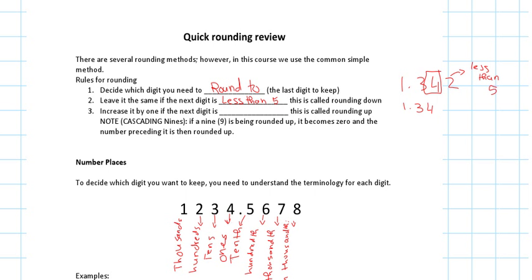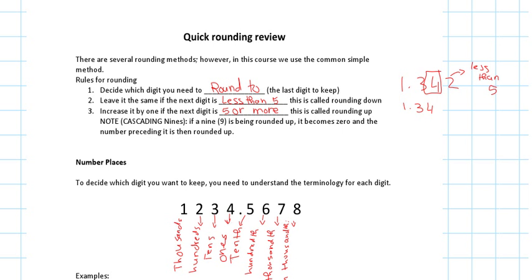Otherwise, increase it by 1. I know there are rules with respect to the 5, but for this course, we are going to follow this method. Increase it by 1 if the next digit is 5 or more. If it's 5 or more, it doesn't matter what it is, I want you to increase it by 1. This is called rounding up.